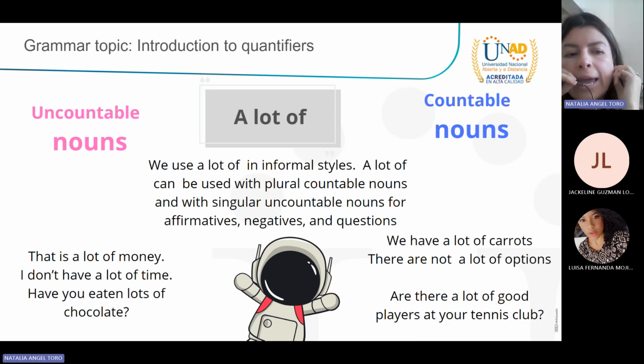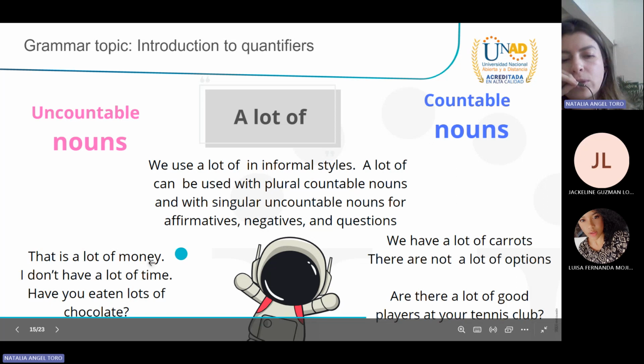For example, that is a lot of money. I don't have a lot of time. And check this: have you eaten lots of chocolate? Pay attention to this word. At the end, lots of is the same as a lot of, but it is even more informal than a lot of.